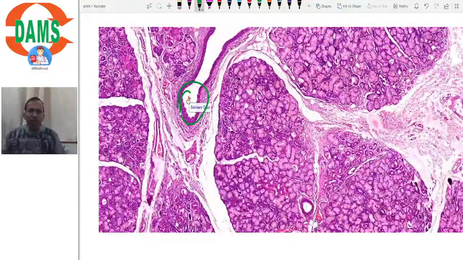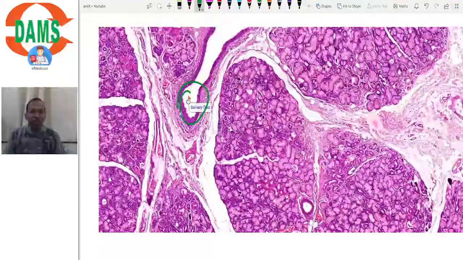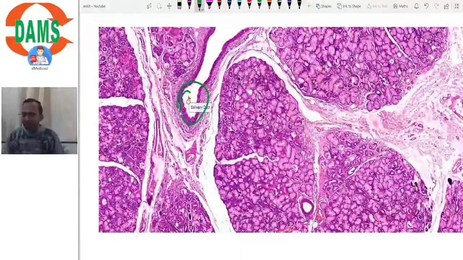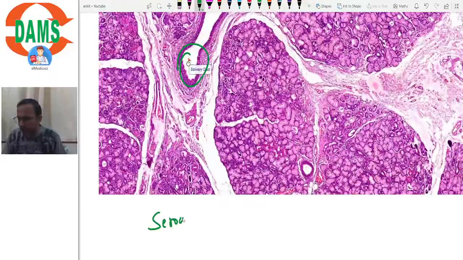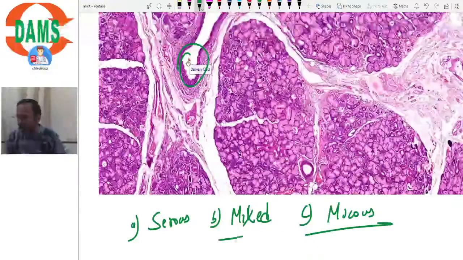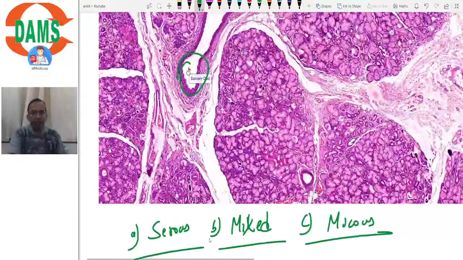So what do you think about this salivary gland? What type of salivary gland do you think this is? Is it a mixed salivary gland, or is it a pure mucous salivary gland, or do you think this is a serous salivary gland? क्या लगता है ये कैसा है? सीरस है, मिक्स्ड है, या mucous salivary gland है? What type of salivary gland do you think this is based on this histologic diagram?